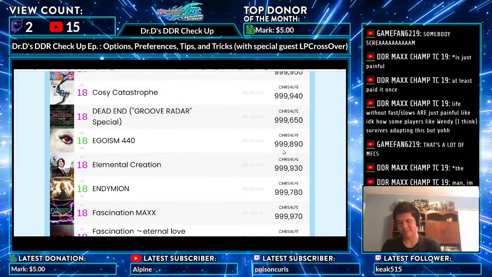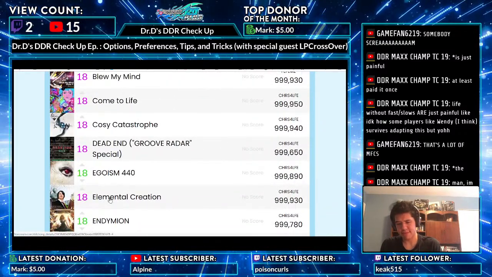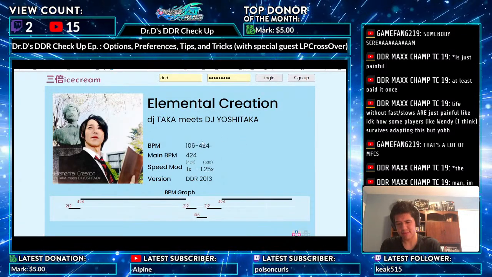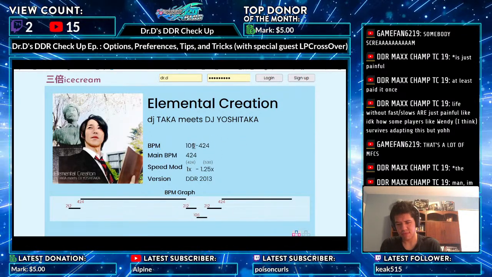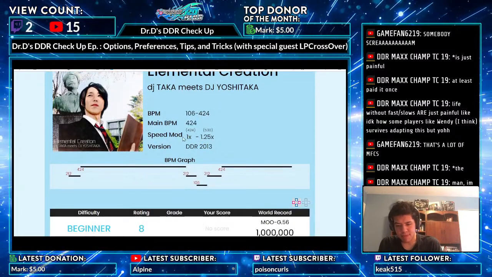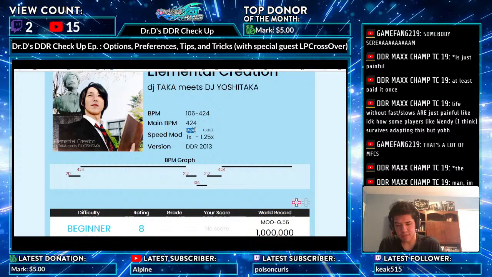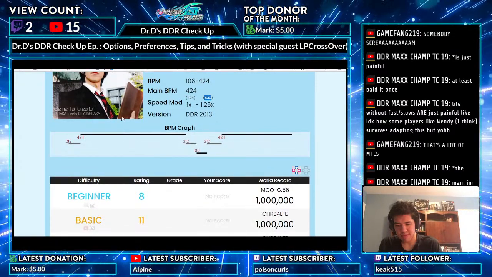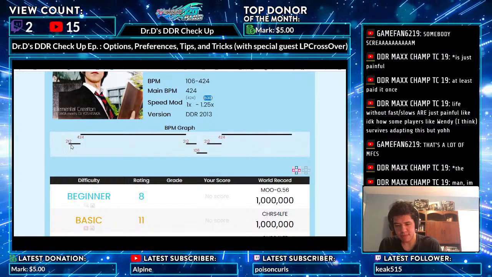What's also really cool about this is you can click on a song, and after you click on it, there's a few things. One, it tells you the BPM that the song is. It tells you the main BPM it's played at. And it gives you an idea for a speed mod: 1x would be that speed, 1.25. And most importantly, I feel, it tells you the slowdown.